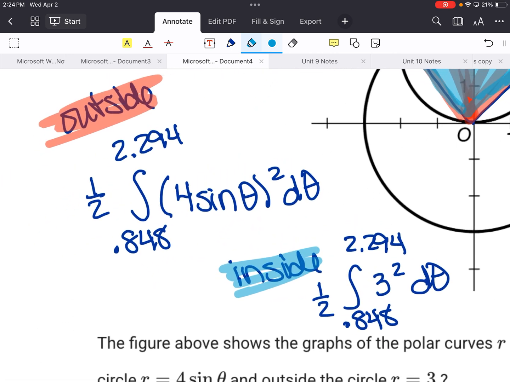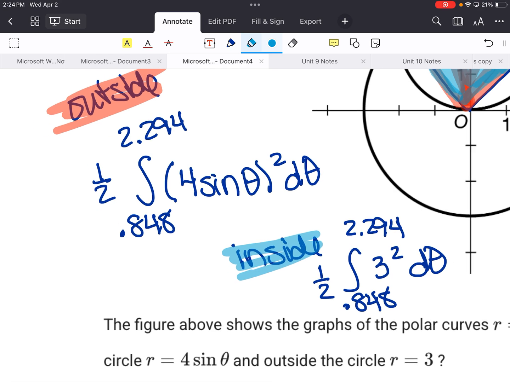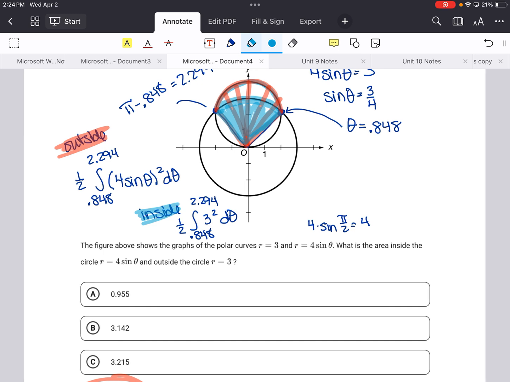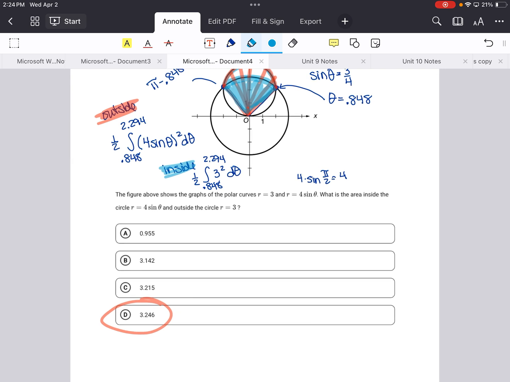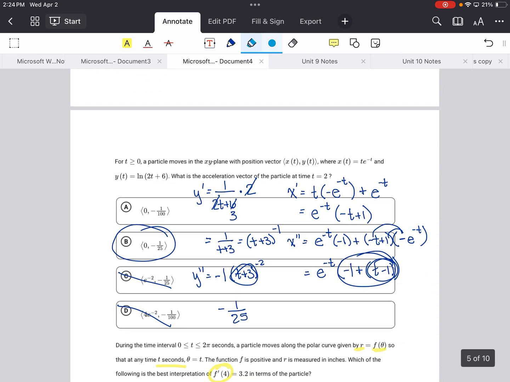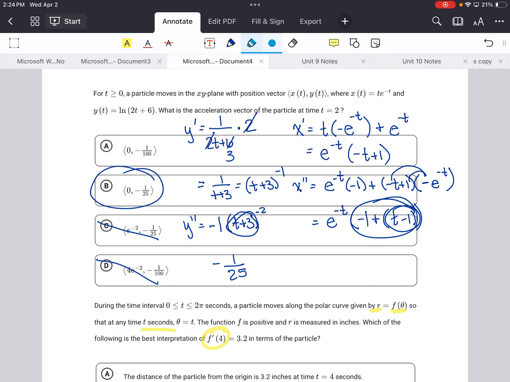So I did the 1/2 integral of r squared for the outside one, 1/2 r squared for the inside one, and then I subtract them. So you work out each one individually, and this is a calculator thing, so you subtract your answers and you get 3.246. If that one wasn't clear enough, then ask me questions in class because there was a lot going on in that problem. On this one, a particle moves, so we've got a vector.